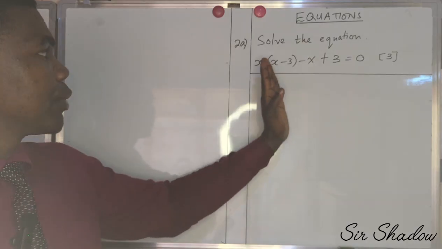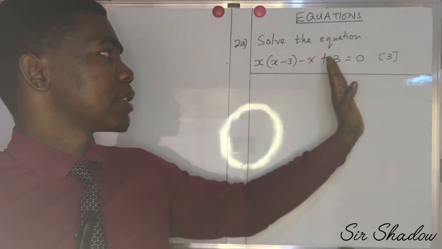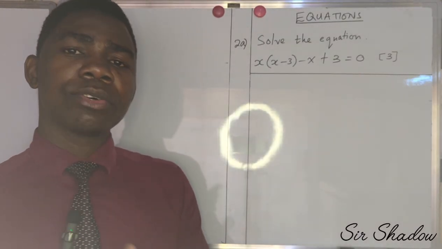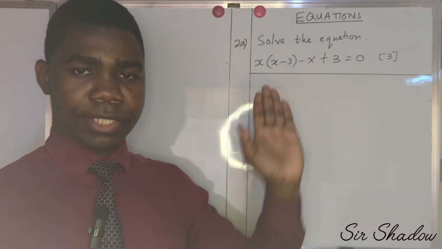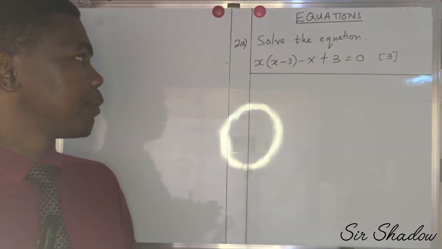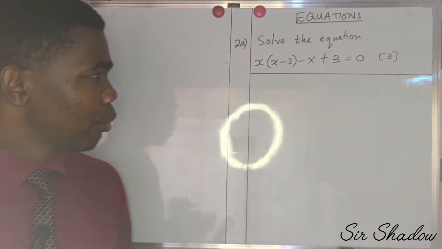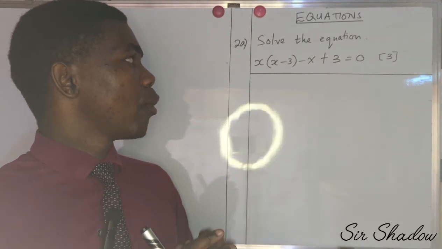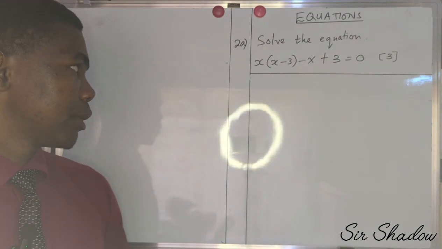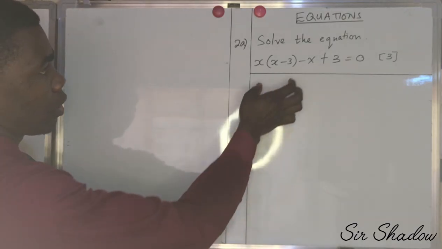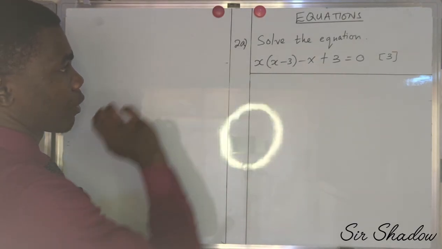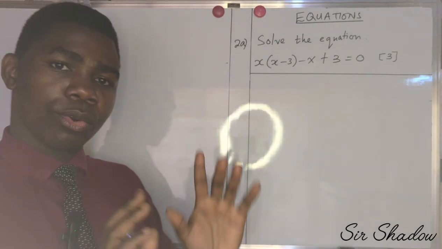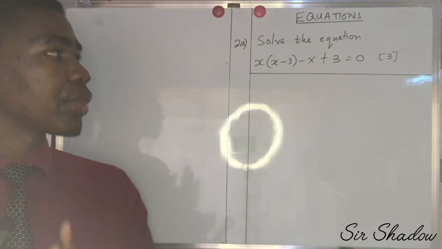Since you are given x(x − 3) − x + 3 equal to 0, there is no need for you to expand this. Why? Because this question is still in the process of working to obtain the solution. In other words, one of the sides was just factorized already, so there is no need to expand. You just complete what you are given.